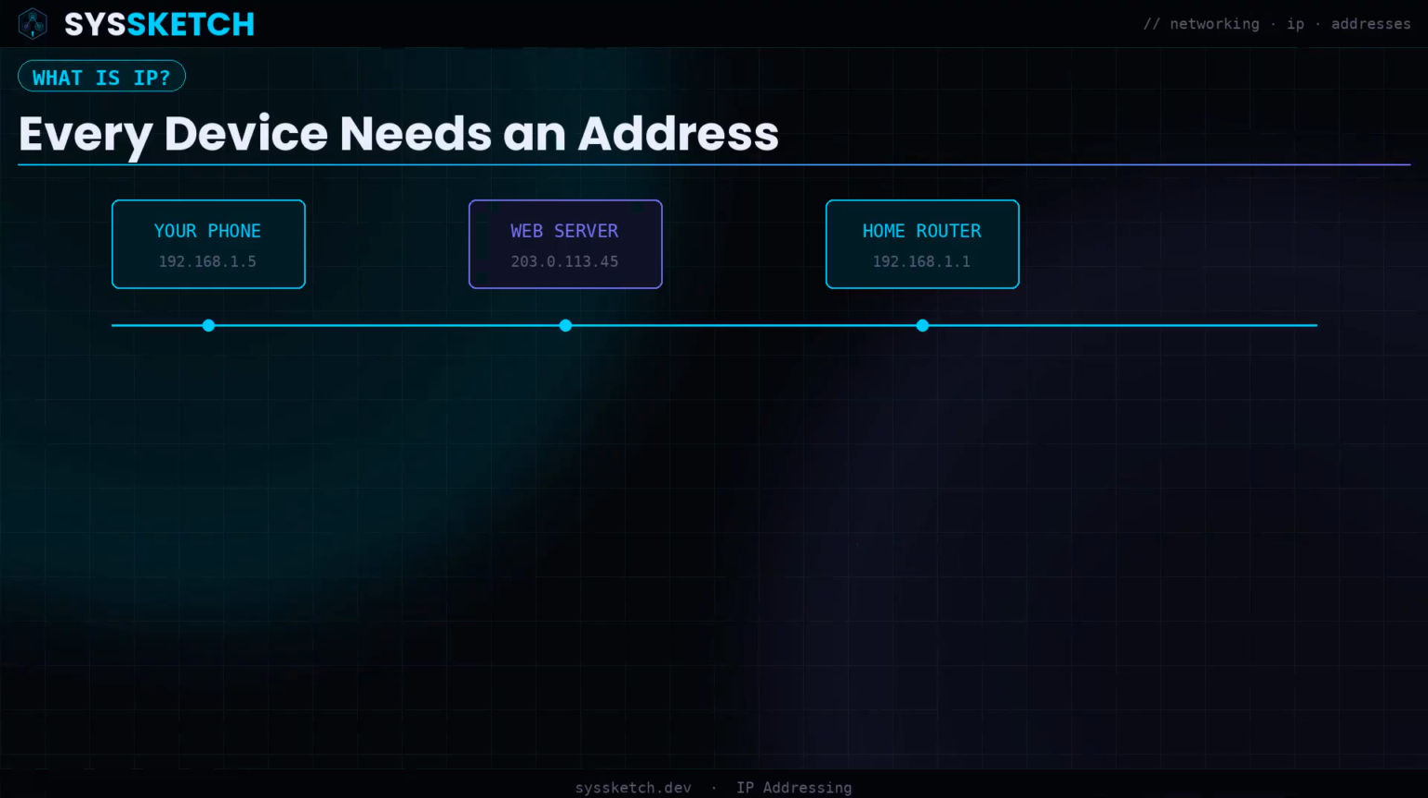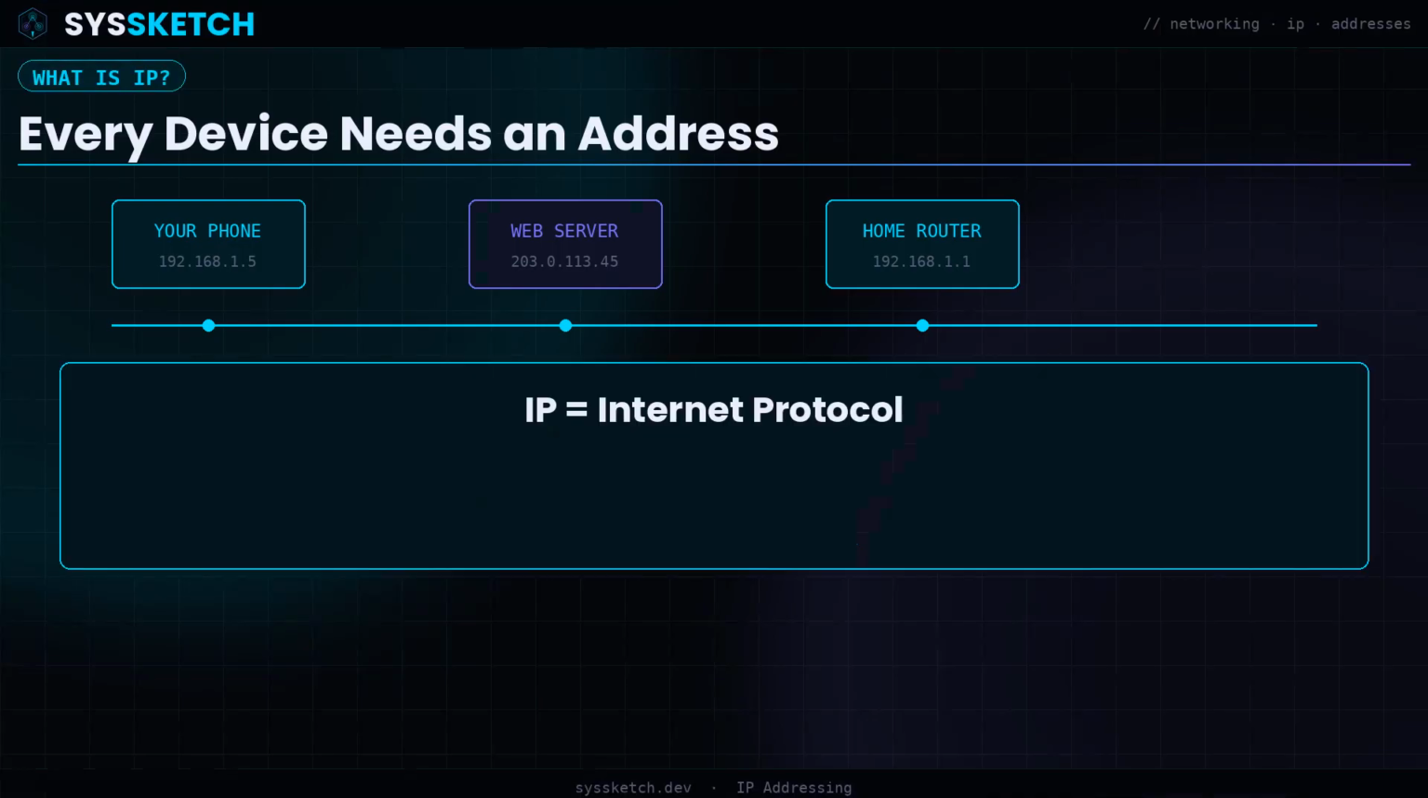So what exactly is an IP address? Where does it come from, and who decides what number your device gets? Let's start at the very beginning. IP stands for Internet Protocol. It is the foundational rule set that governs how data moves across networks.